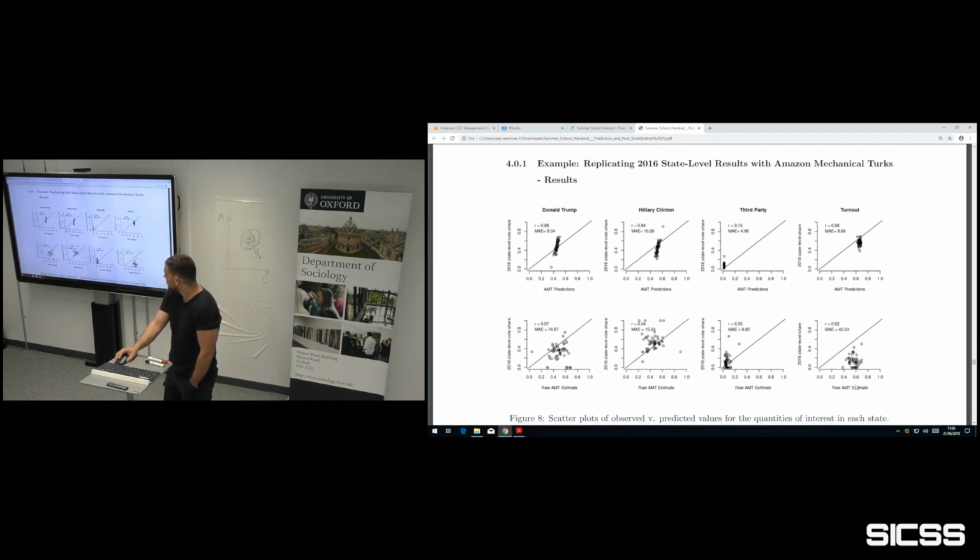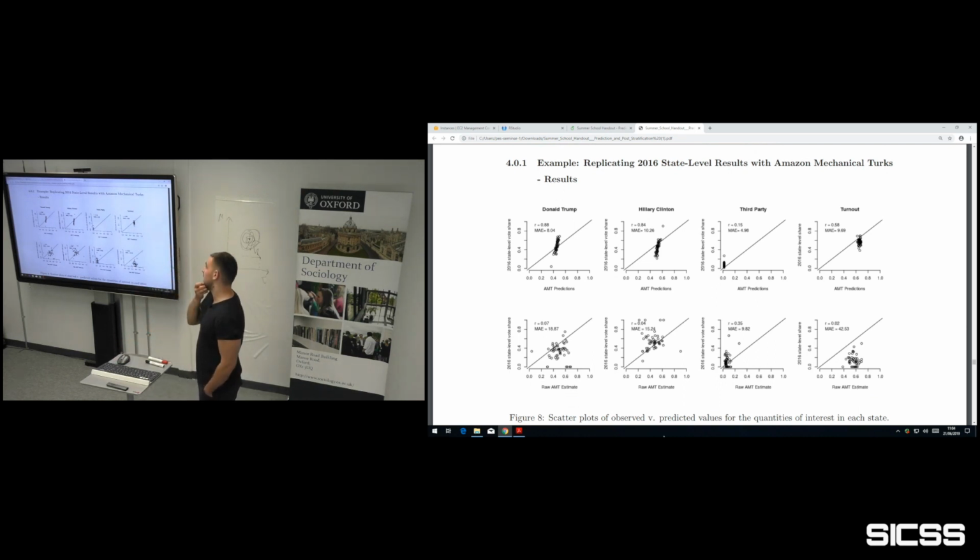And these are the results. At the bottom, you see the raw Amazon MTurk estimates, and at the top, you see the predicted estimates by state. There are a few things to notice. First of all, correlations improve dramatically. Mean absolute error is shaved off by, on average, 10 points for Trump, 5 points for Hillary, and 5 points for the third parties. Turnout error is shaved off by about 32 points. So we massively improve on the raw sample.